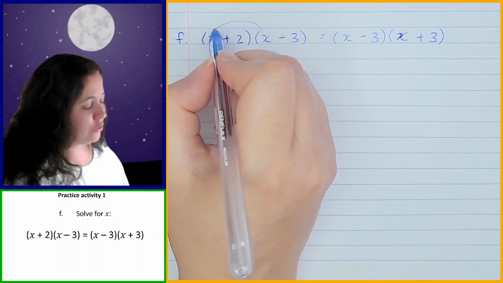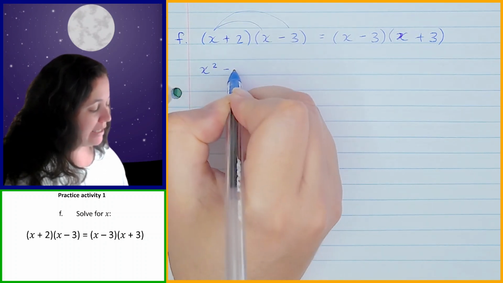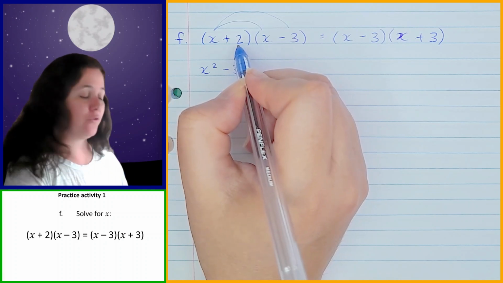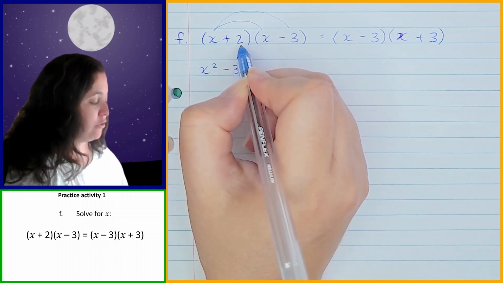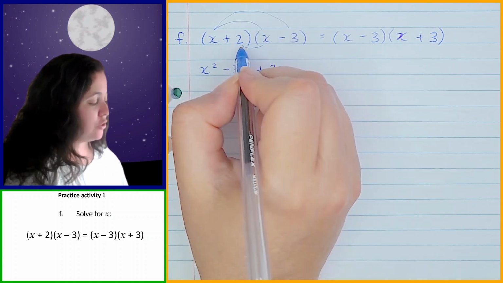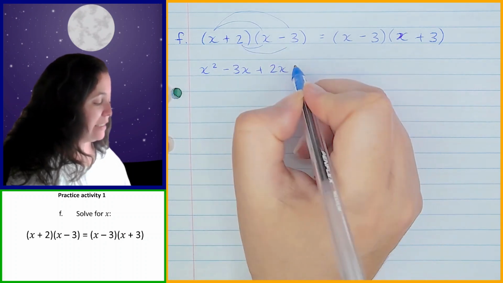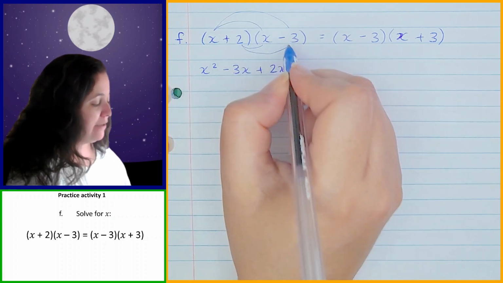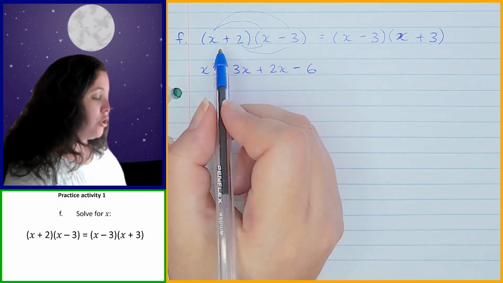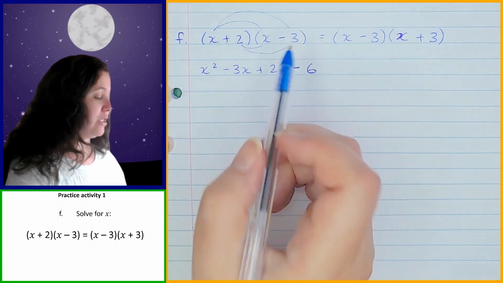Then I multiply the first term by the second term in the second set. So that gives me x times negative 3 is minus 3x. Then I multiply the next term in the first set by the first term in the second set. So I've got positive 2 times x is positive 2x. And then I do the second term in the first set of brackets multiplied by the second term in the second set of brackets. So it's positive 2 times negative 3, that's negative 6. So remember, when you're multiplying binomials, you multiply each term in the first set of brackets by each term in the second set of brackets.